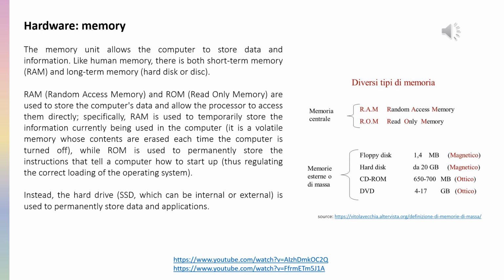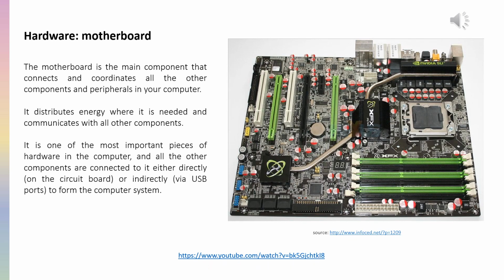Specifically, RAM is used to temporarily store the information currently being used in the computer. It is a volatile memory whose contents are erased each time the computer is turned off, while ROM is used to permanently store the instructions that tell a computer how to start up, thus regulating the correct loading of the operating system. Instead, the hard drive (SSD), which can be internal or external, is used to permanently store data and applications.